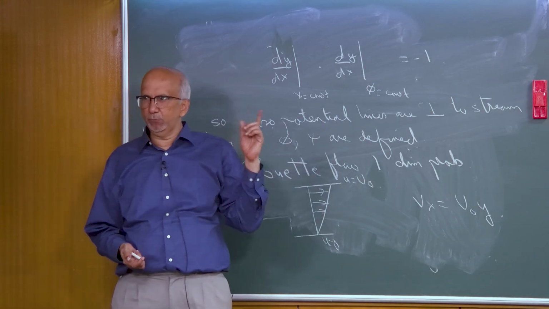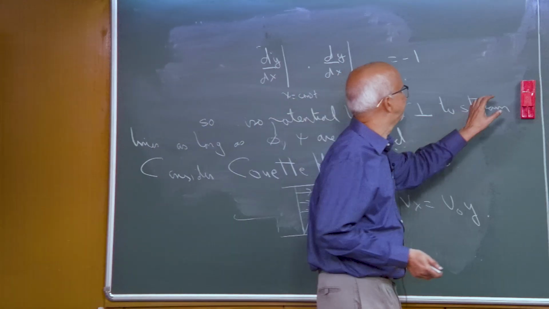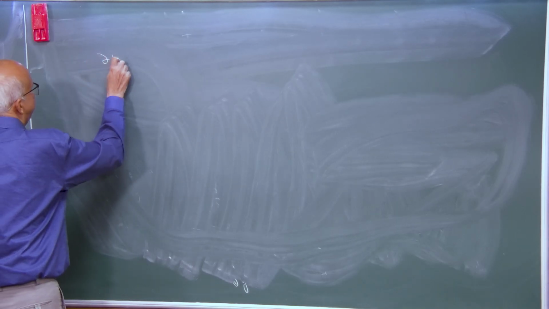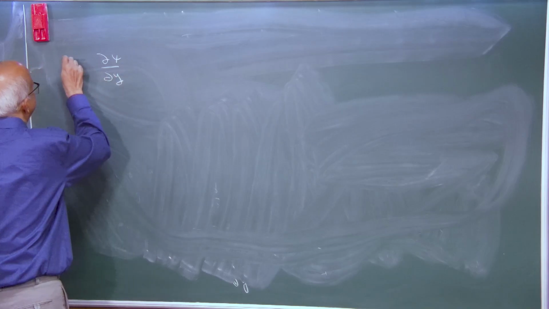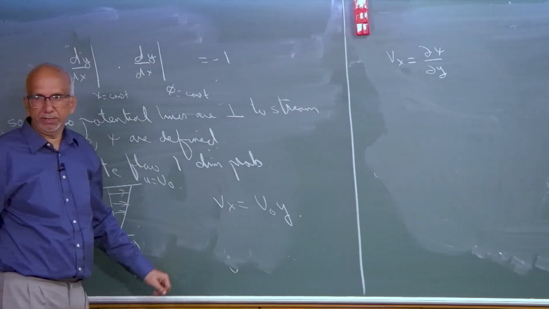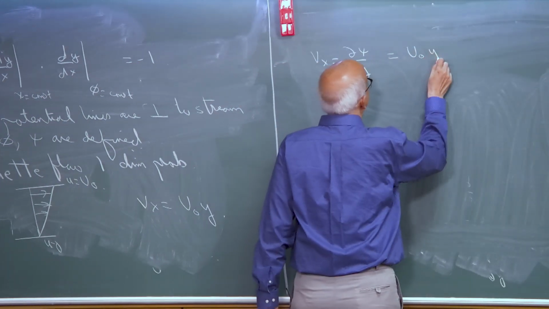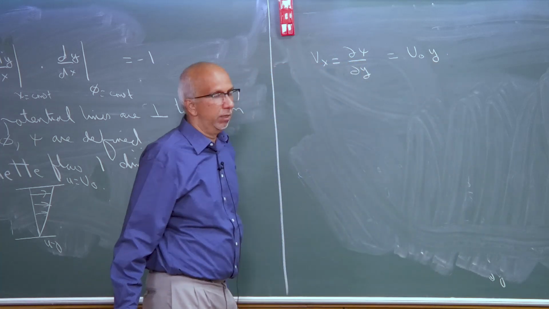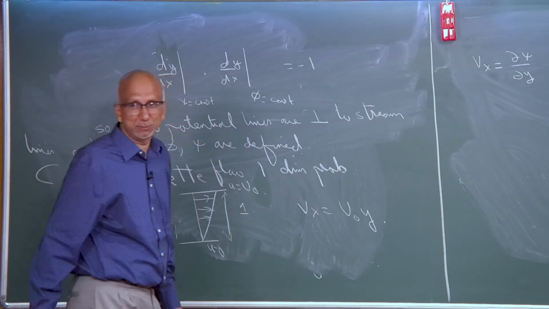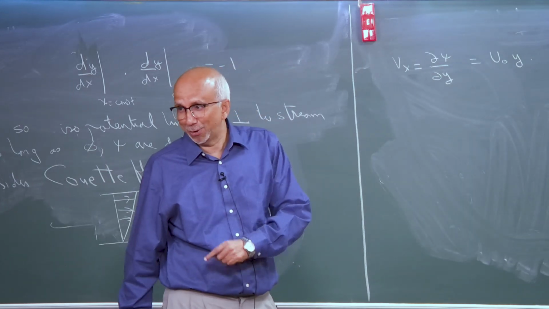I want to repeat whatever I did earlier for this particular case, okay. So, Vx is u naught y, Vx is nothing but d psi by dy, Vx equals d psi by dy, and that is equal to u naught y, correct. The distance between the plates is 1. I am allowed to make some mistakes, not all the time, okay.